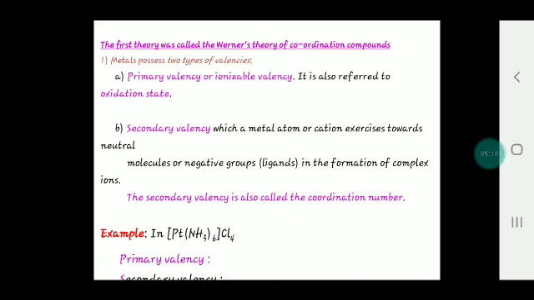Next we'll see the Werner theory. Werner postulated two types of valencies: one is the primary valency and the second is the secondary valency. The primary valency refers to the oxidation state, which is what we calculated in the last slide. The secondary valency we call the coordination number, the number of ligands present in the complex ion.